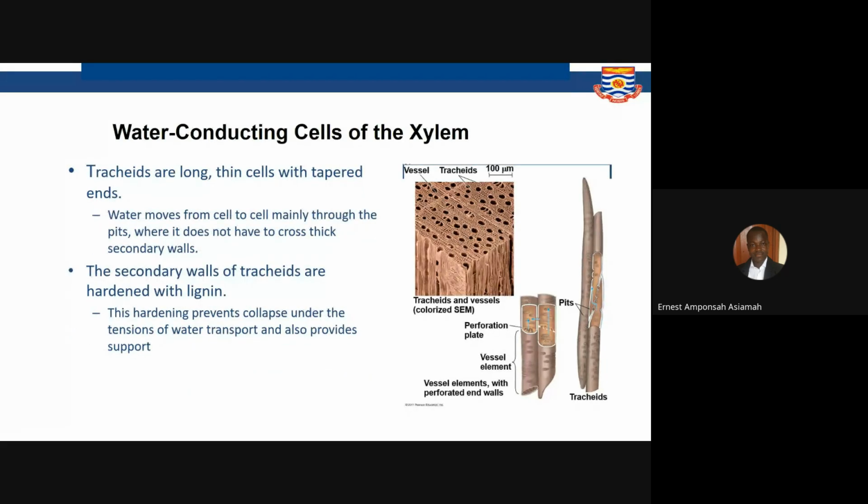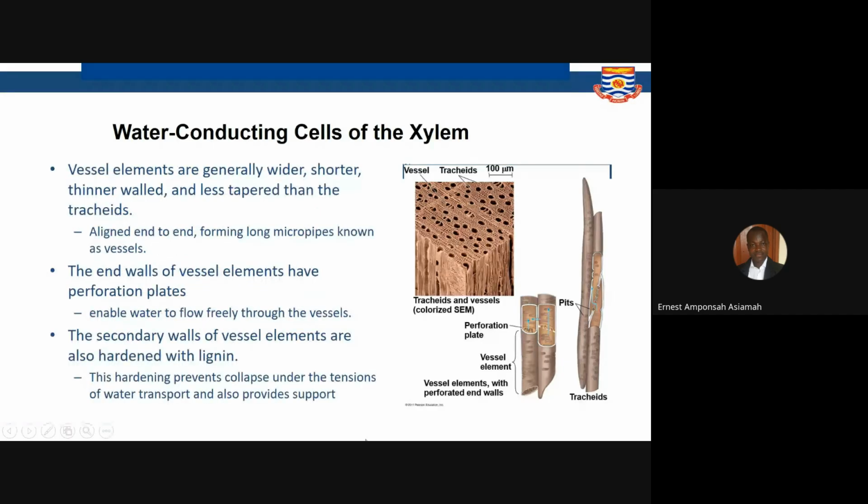So tracheids, as we should indicate, are relatively longer. They are long, and they look thin, and their ends are tapering. So let's look at, I'll comment on the vessel elements. Vessel elements are generally wider, so they are wider and shorter. If you look at their walls, they are thinner, and they are less tapered compared to the tracheids.